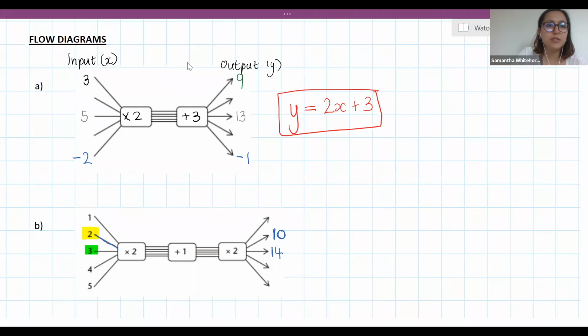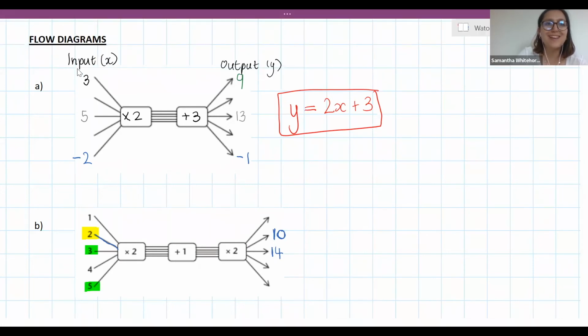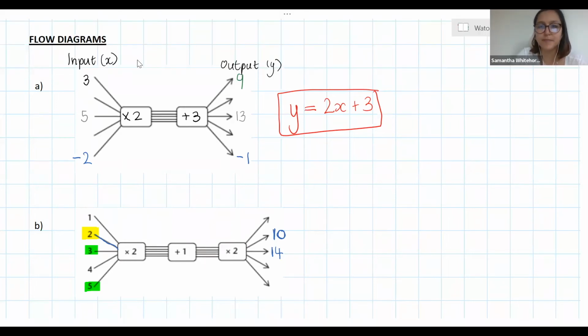Right, who wants to tell me the output for an input of 5? Khonse, tell me. Ma'am, it's going to be 5 times 2, which will be 10. Good. Plus 1, it's going to be 11. Good. 11 times 2, that'll be 22, ma'am. Excellent, well done. Okay, guys, so that is our output.